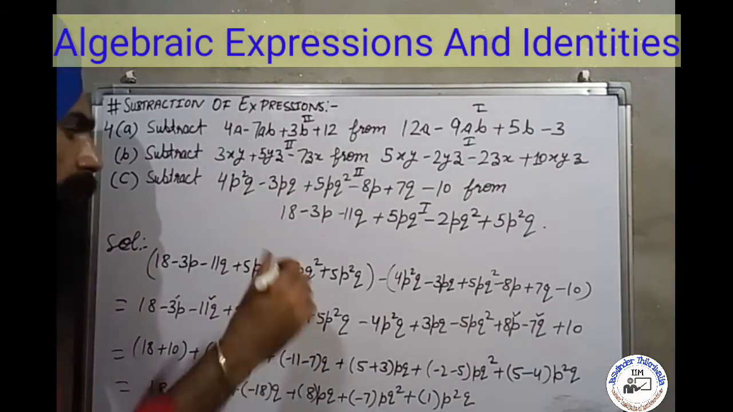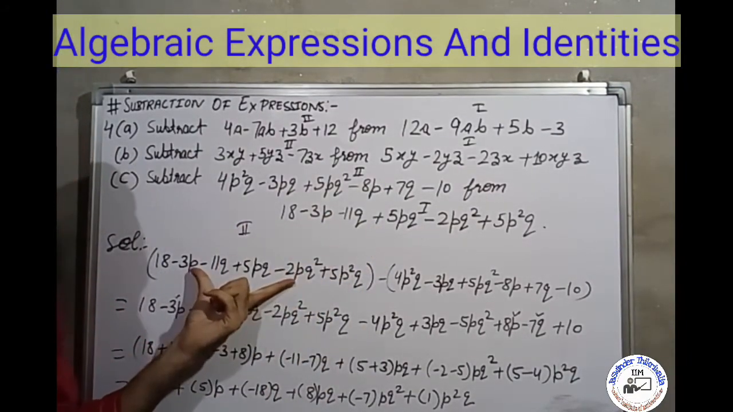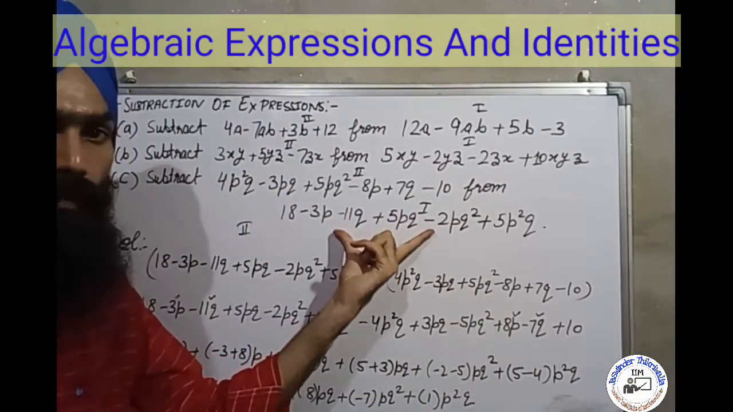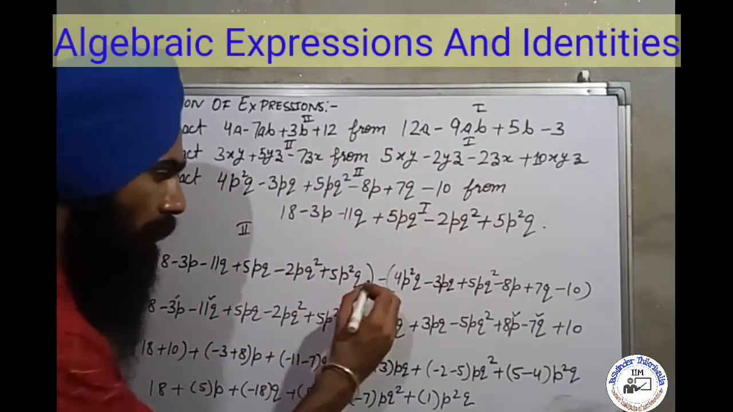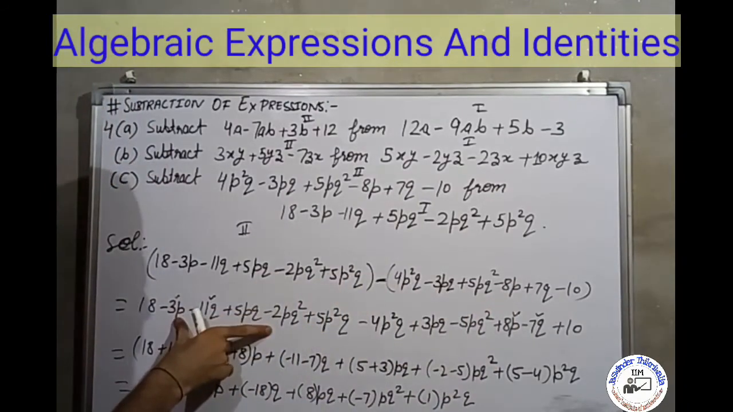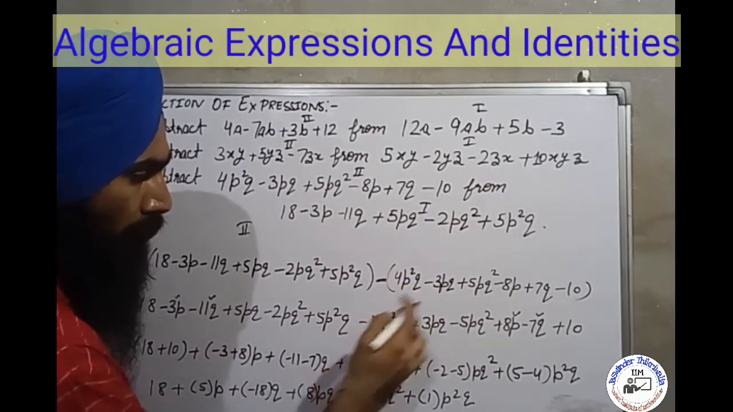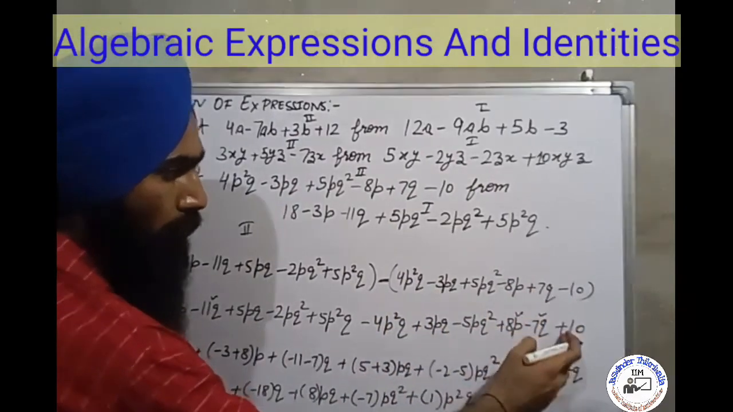Now the second method. In the second method, first of all we write the first term here, because we want to subtract this term from this term. Which term comes after 'from'? That is the first term. We write the first term, then a minus sign, then the second term. The first term is written as it is. In the second term the symbols will change: this positive will be minus, plus, minus, plus, minus, plus.